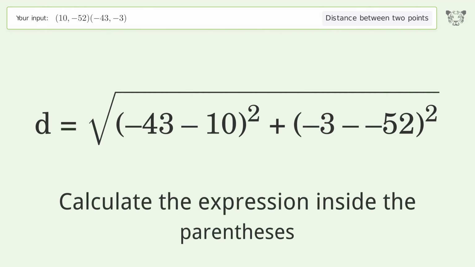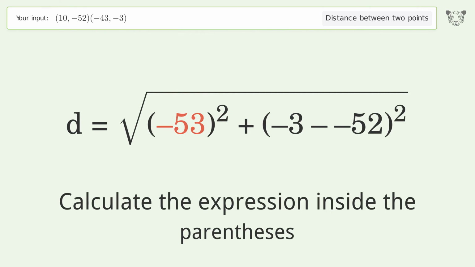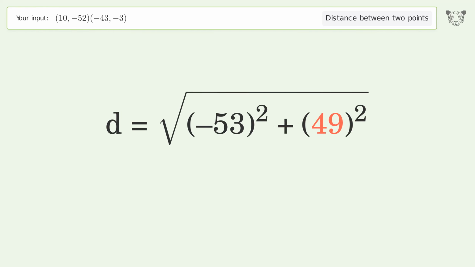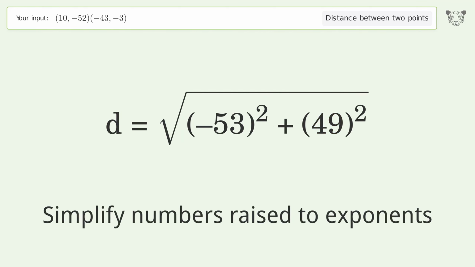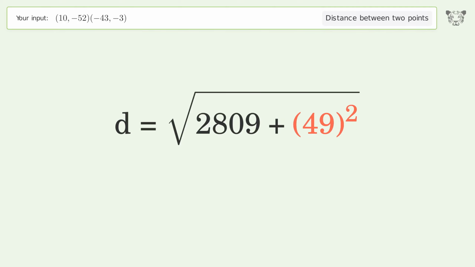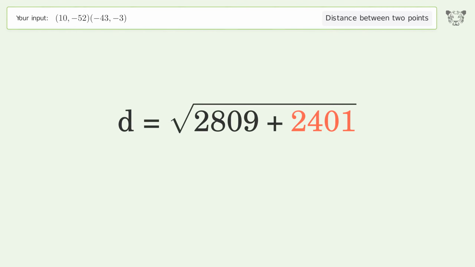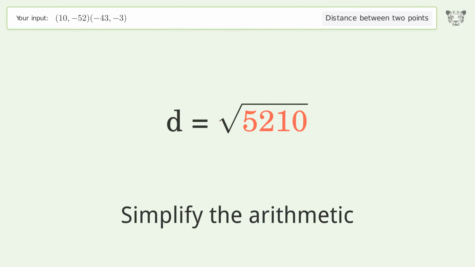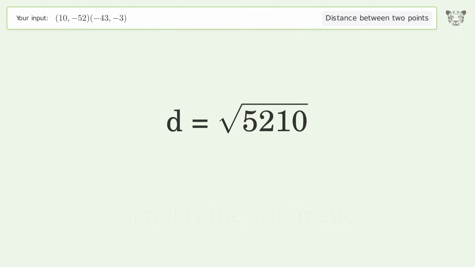Calculate the expression inside the parentheses. Simplify numbers raised to exponents. Simplify the arithmetic. And so the distance between the 2 points is the square root of 5,210, or 72.18.